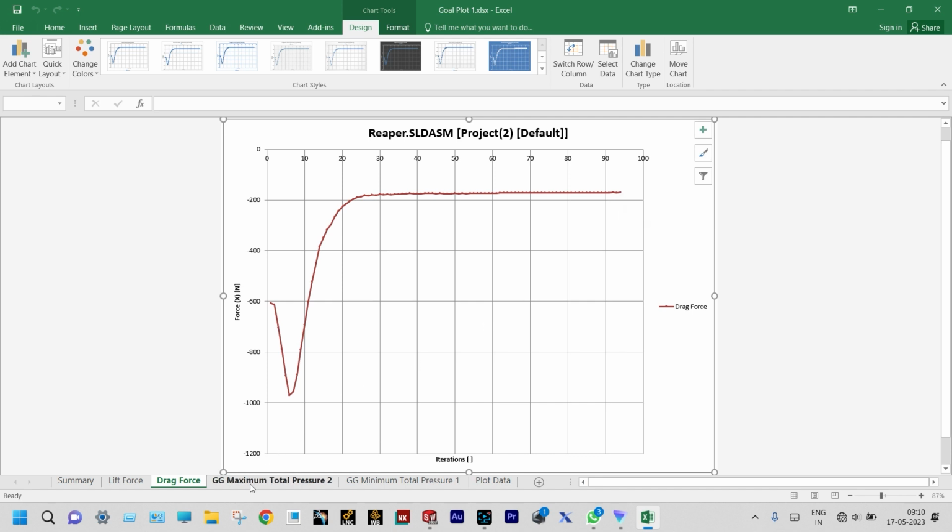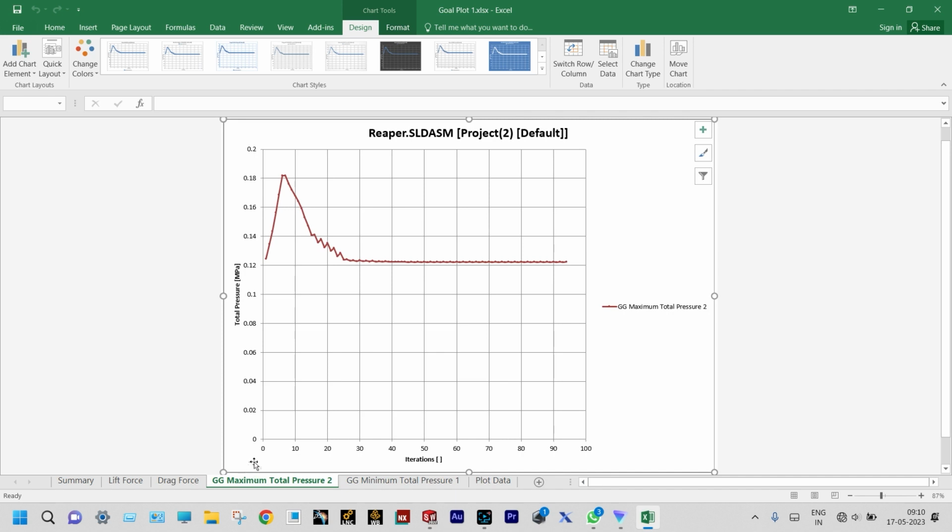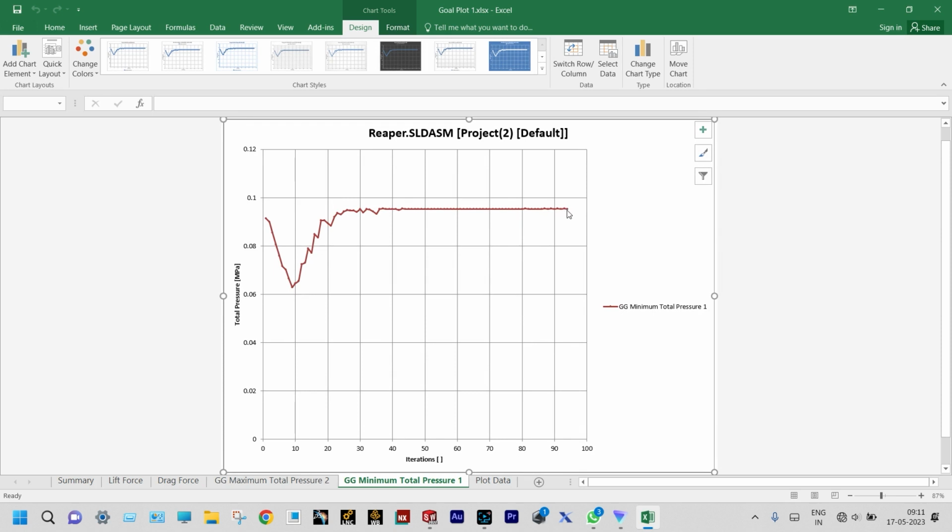And next one is maximum total pressure. You can see this one up to 94 iterations. Maximum total pressure is 0.1224 megapascal. And next one is minimum total pressure. That is also up to 94 iterations. It is 0.095 megapascal. This is very less, so the pressure difference is very high, right?